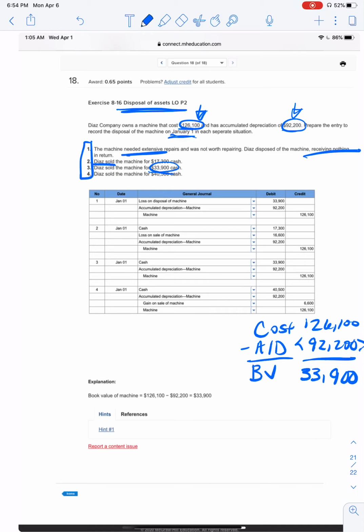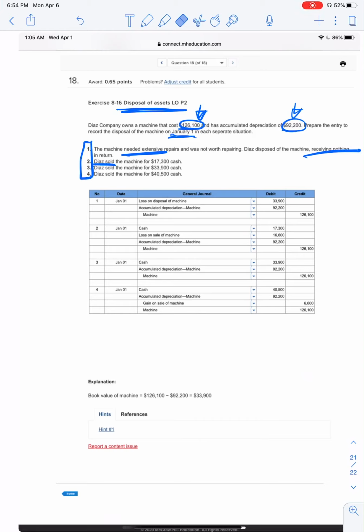More than that, though, what that tells you is that if you sell this or you receive, however you do this, less than $33,900 worth of value, then you will be booking a loss. But if you receive more than $33,900 worth of value, then you will be booking a gain. And so it'll help you identify pretty quickly how these entries need to look before you even dig into the math or the specifics of each individual situation.